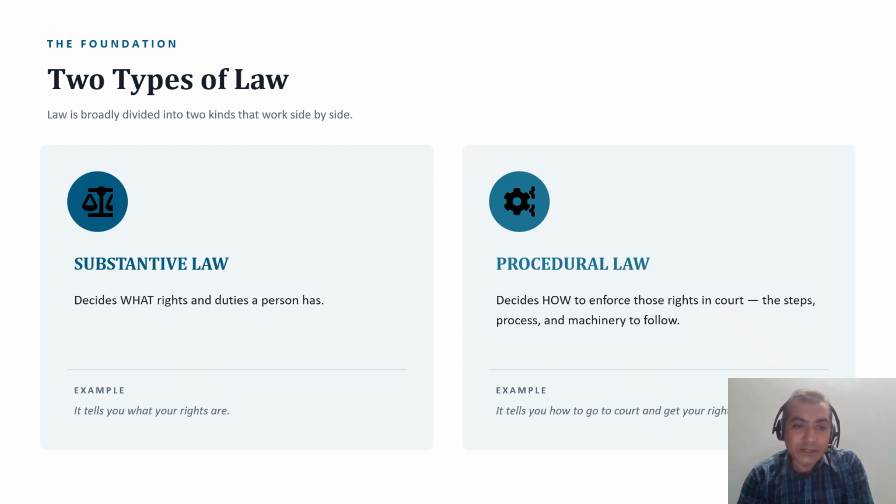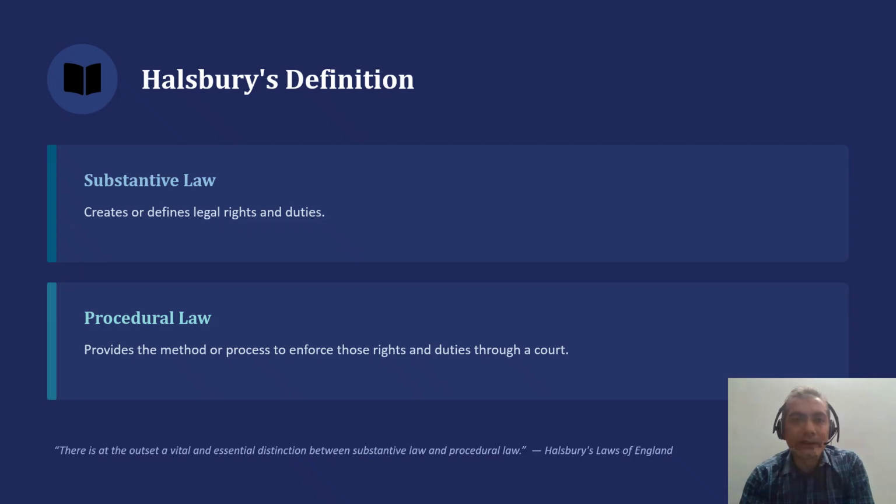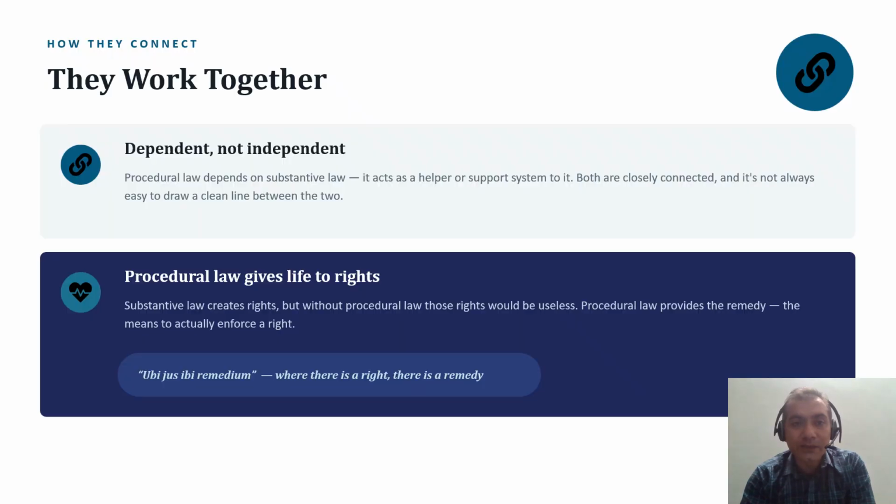An example for substantive law: it tells you what your rights are. An example for procedural law: it tells you how to go to the court and how to get your rights. Halsbury's definition of substantive law: it creates or defines legal rights and duties. For procedural law, Halsbury's definition says it provides the method or process to enforce those rights and duties through a court. There is at the outset a vital, essential distinction between substantive law and procedural law, according to Halsbury's.